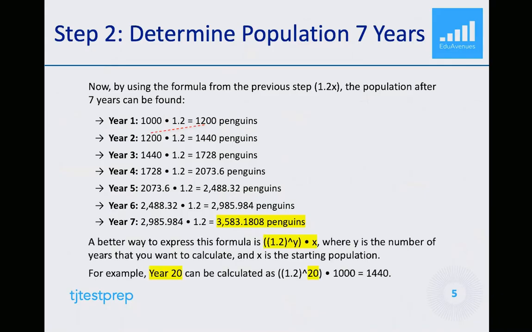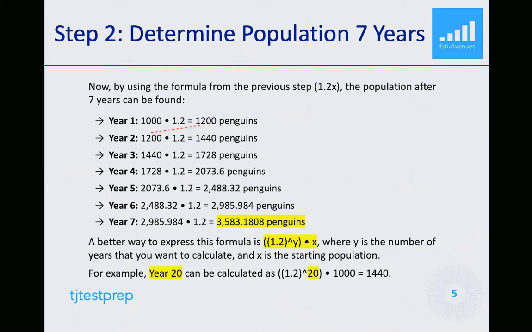As mentioned earlier, the formula of 1.2x can further be improved. In fact, a better way to express this formula is 1.2 to the power of y multiplied by x, where y is the number of years that you want to calculate and x is the starting population. Using this formula would not require the population of penguins from the previous year. Since there would already be the starting population, which is 1,000, it will help us find the number of penguins remaining more efficiently.